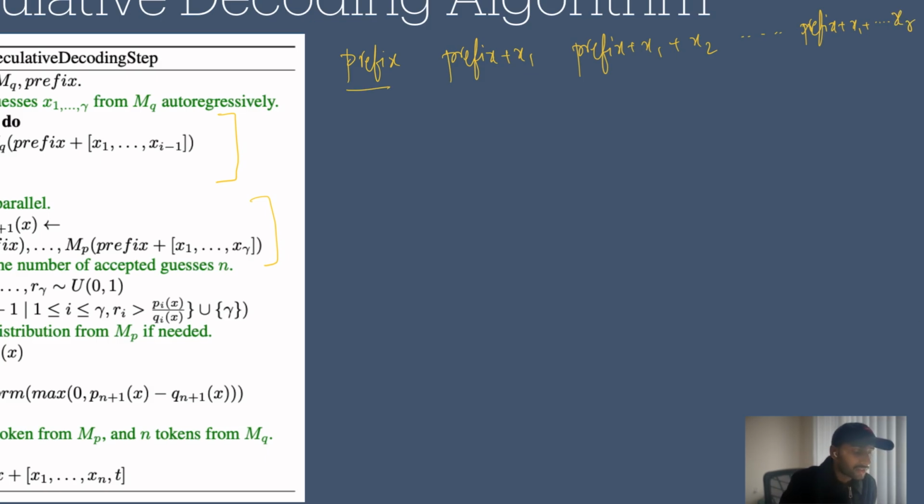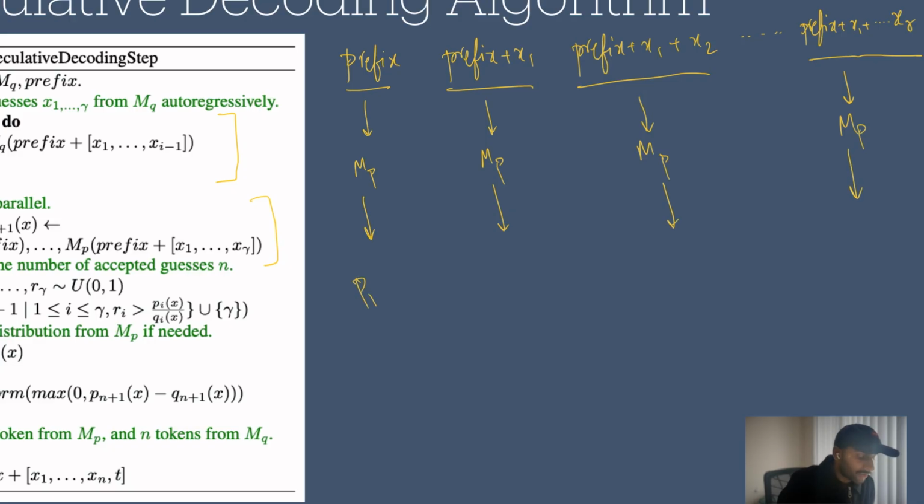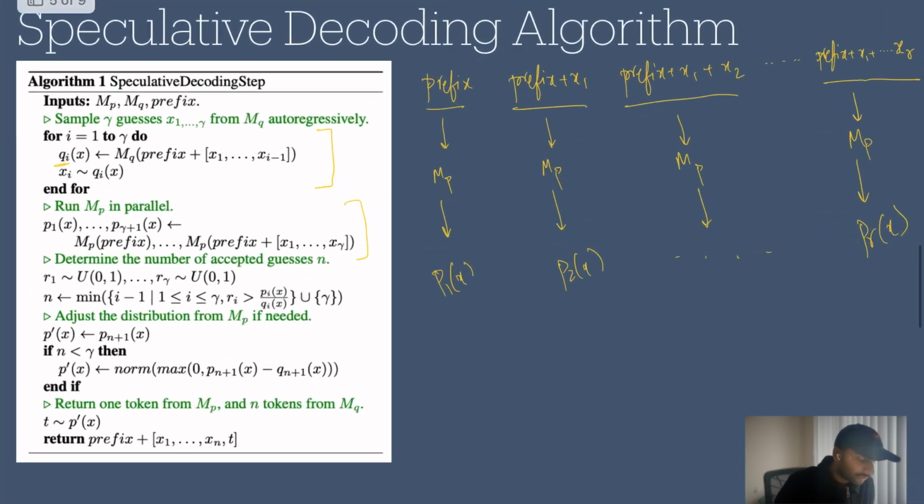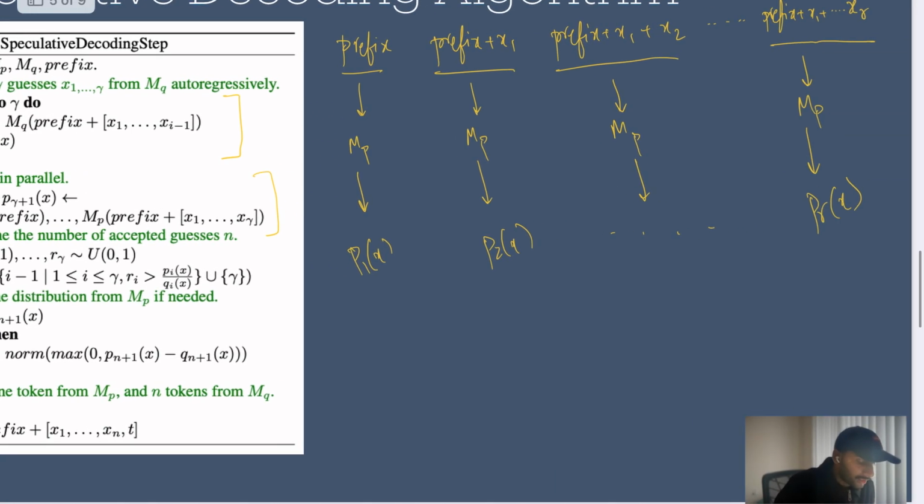So you take the prefix, this is the first context vector, prefix appended with the first token generated from the approximation LLM. That's the second context vector, and so on and so forth. You have all these gamma context vectors. You give each of these to the target LLM. And when you do that, you're going to get an output probability distribution for each of those time steps. And you save all of that. So you have P1 of X, P2 of X, all the way until P gamma of X. And you're going to save all of them in these variables here.